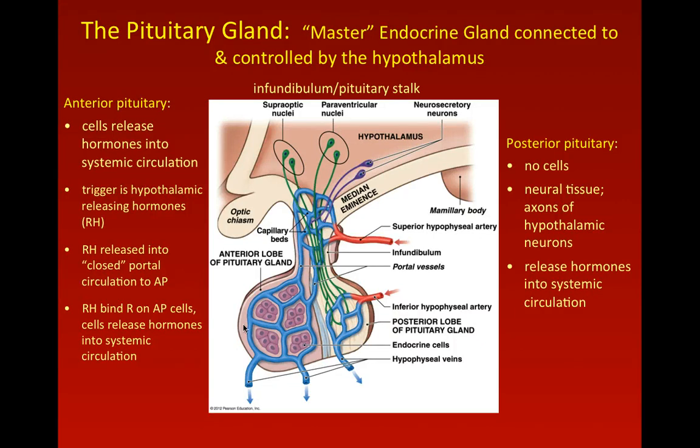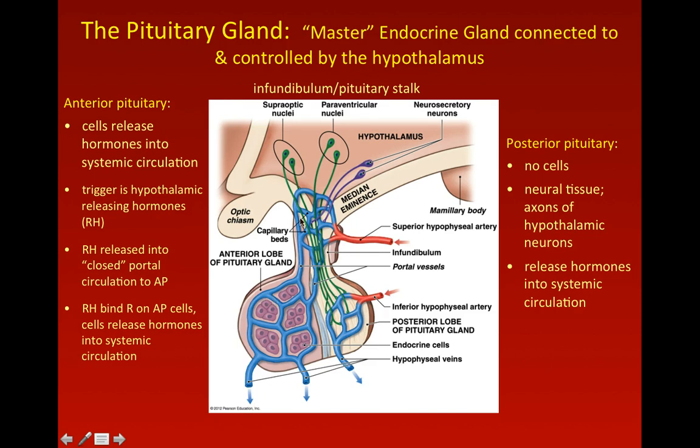Now, what triggers the release of hormones from the cells in the anterior part of the pituitary gland is that there are neurons in the hypothalamus that make and release releasing hormones, which are also known as tropic hormones, because they're going to ultimately travel down here and stimulate the cells in the anterior pituitary to release other hormones.